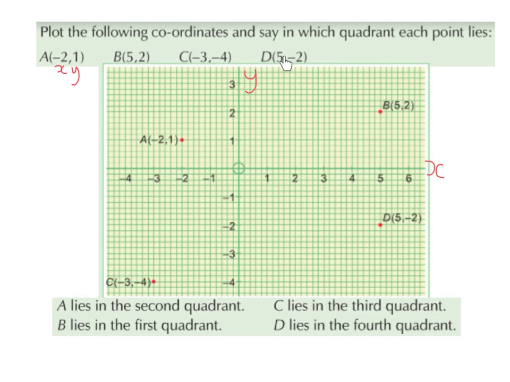And then the point D is 5, -2. So we go to 5 on the x-axis and -2 on the y-axis. And again, the point at which they meet is our point D. So 5 on the x-axis, -2 on the y-axis. And that's our point D.